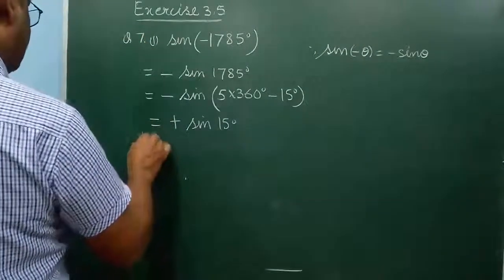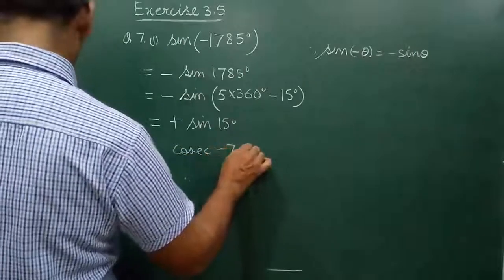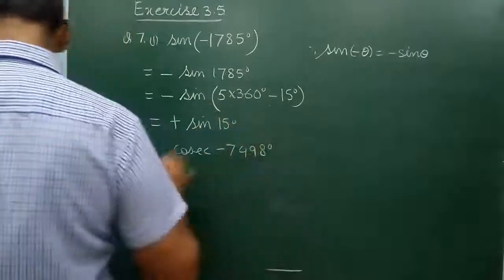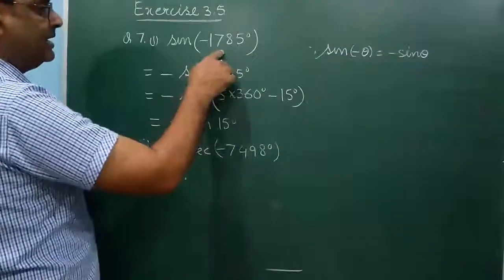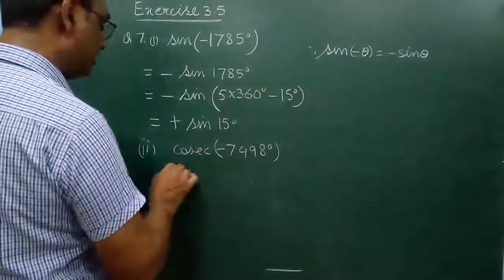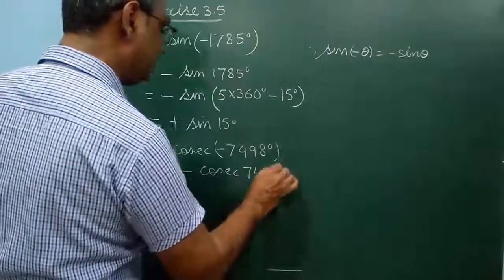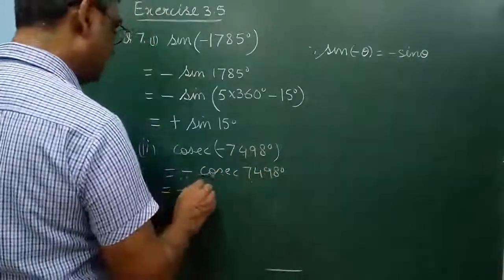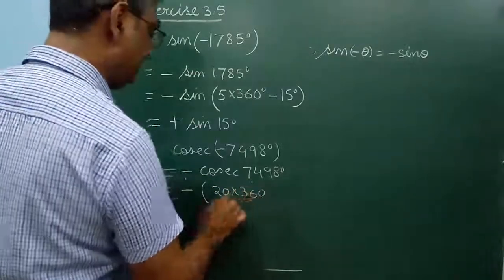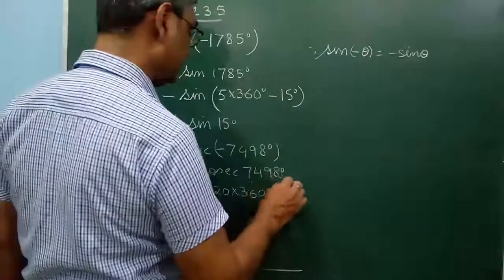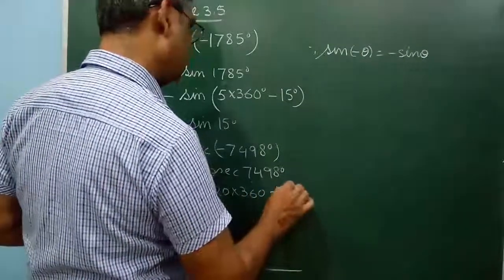Now the second part is cosec of minus 7498 degree, a very big number. Firstly, because sine of minus theta is minus sine theta, the cosec is also the same. So minus cosec 7498 degree. This means minus 20 into 360, that is 7200, plus how much? 298 degree.